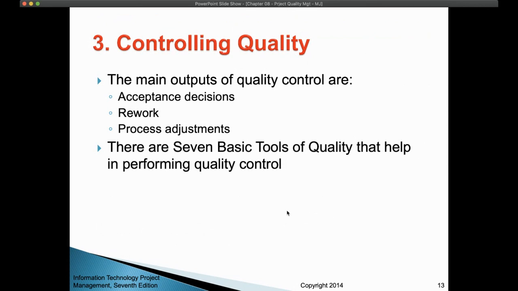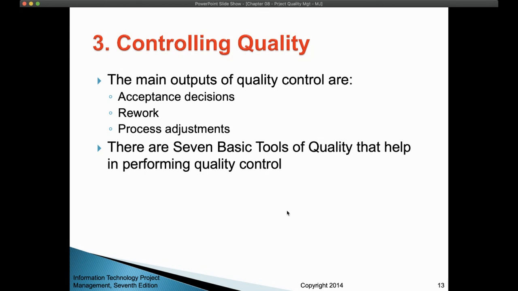Now, controlling quality focuses mainly on the output and the results of the execution. So here, when you produce, whether it is the full product or even during the product development, like parts or stages or portions of that final product, you need to check these. Now, if you find a problem in the quality, then you have three choices.